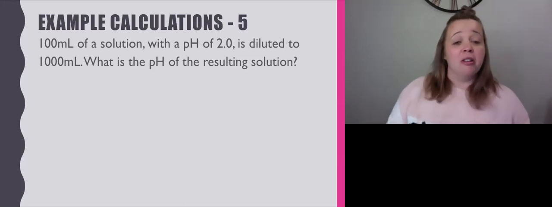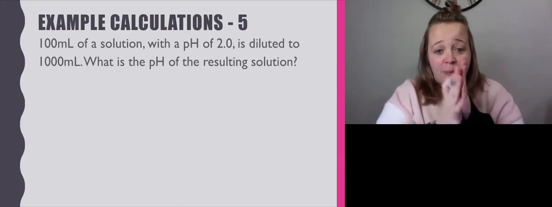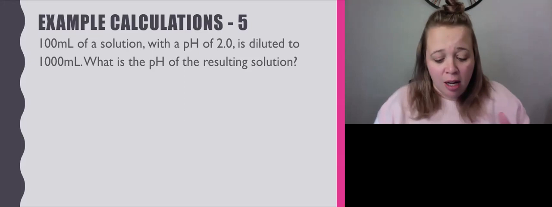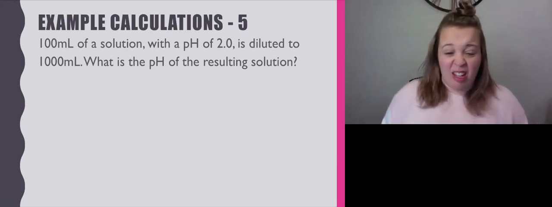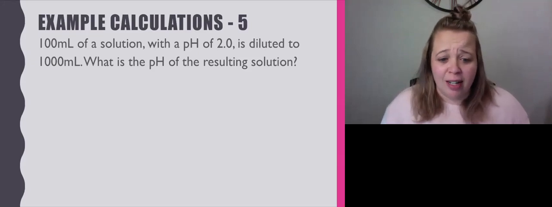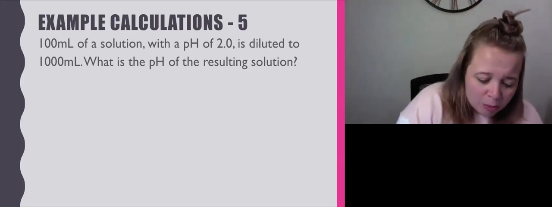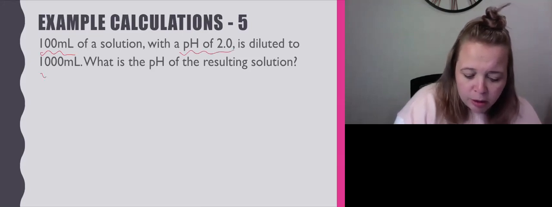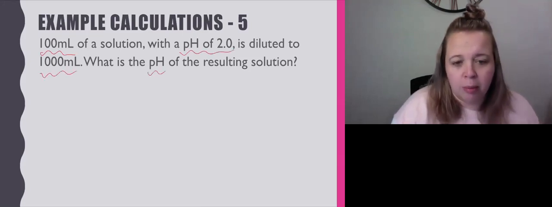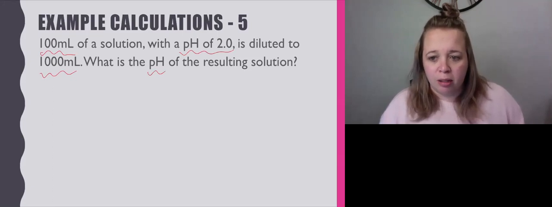All right, I'm going to go through the answer to this question. Now, I've broken it apart into 3 different stages, and I've typed it already because otherwise it would take up quite a bit of space, and I'm not that good at drawing fast. So what we've got is 100 ml of a solution with a pH of 2. It is diluted to 1,000 mL, and we want to know what the pH is of the resulting solution.